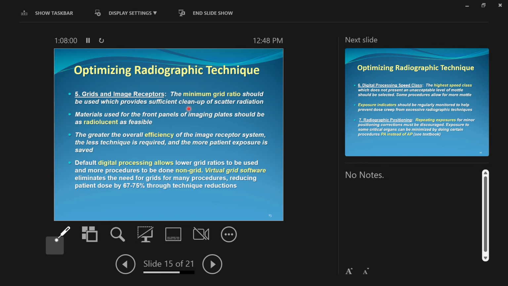The device to do that is called a grid, and in this section I'm not going to explain much about what grids are. If you haven't heard of them yet, it's just fine. But they're a device that can be used to clean up scattered radiation and improve image quality.